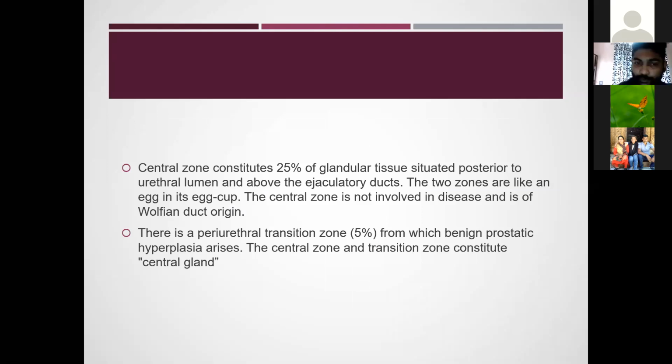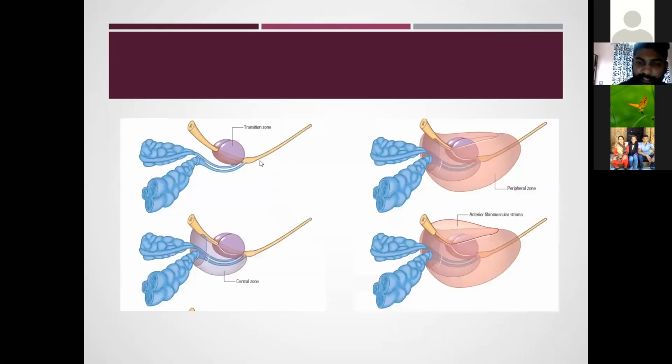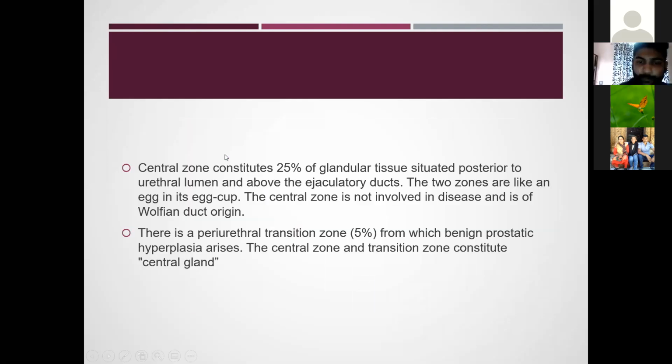And the last zone is the periurethral transition zone. It forms 5% of the glandular tissue, and it is more prone to BPH.